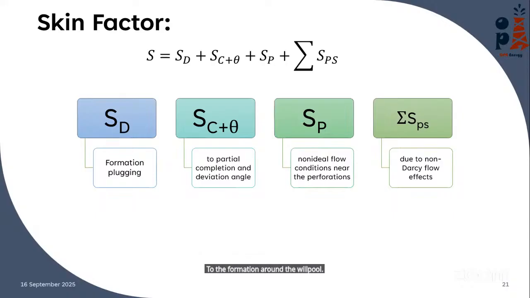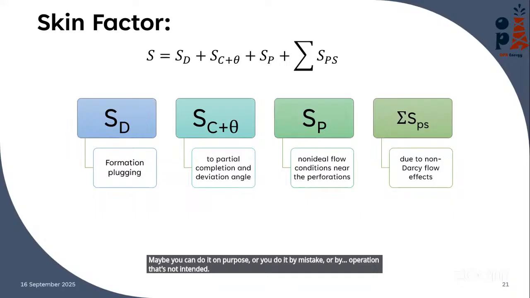The second term, theta, is partial completion and deviation angle. If you penetrate the reservoir with some angle, it will affect the productivity, and it can have a good or bad influence on productivity. Partial completion is when you don't perforate all the way. Only some portion of your reservoir is completed with the perforation, or you plug some of the reservoir and others are open to flow. Maybe you do it on purpose, or you do it by mistake or by an operation that's not intended.